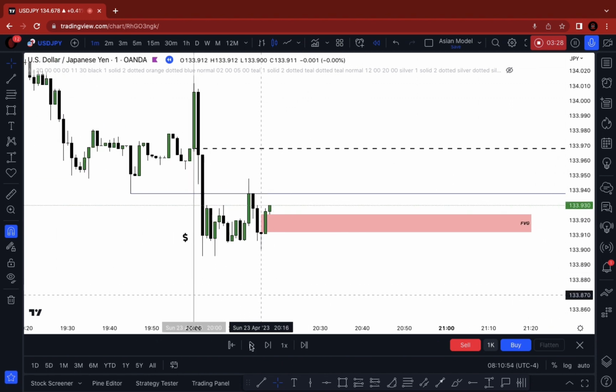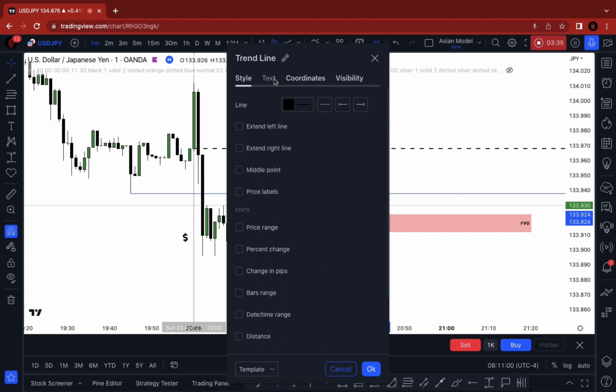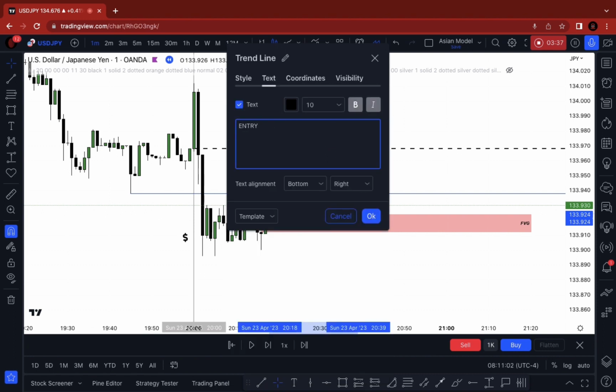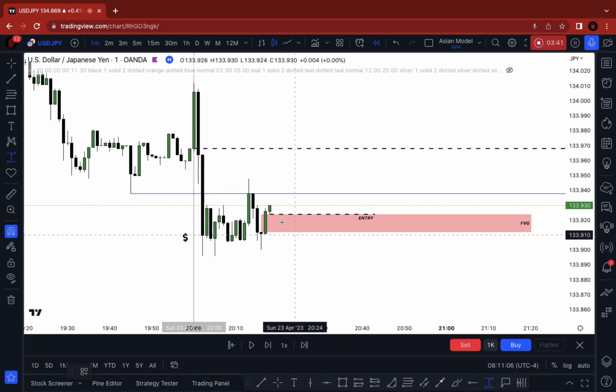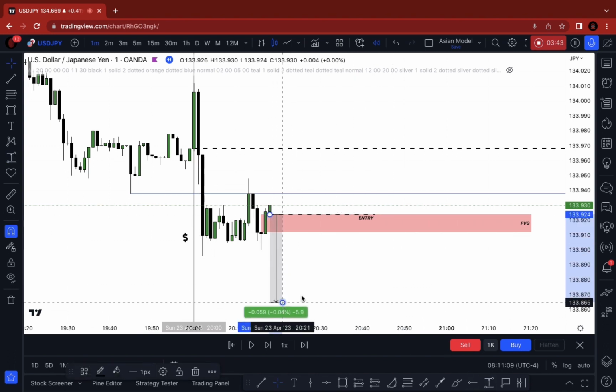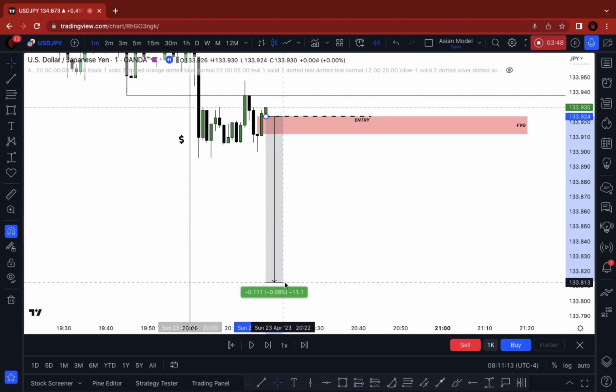Now, how do I go long? I just wait for price to hit it. So price comes down into it. This is going to be the entry point. And then at this point, I would scale down. I would say, all right, how much risk am I going to take? Normally, I'm going to set it to 15 pips or 20 pips.